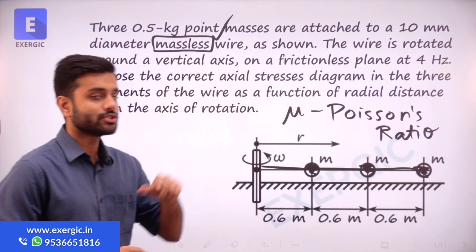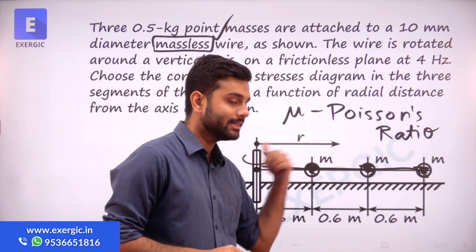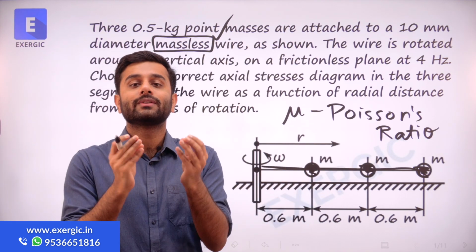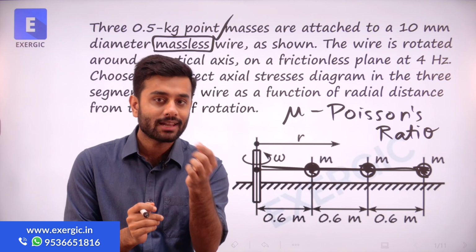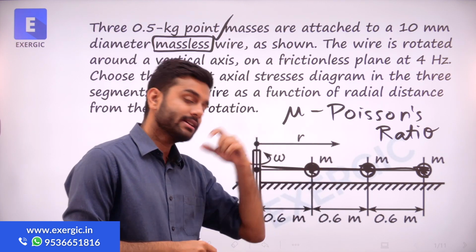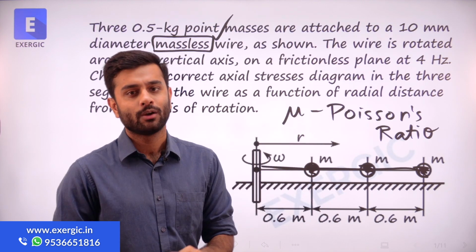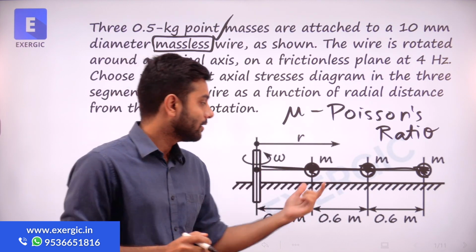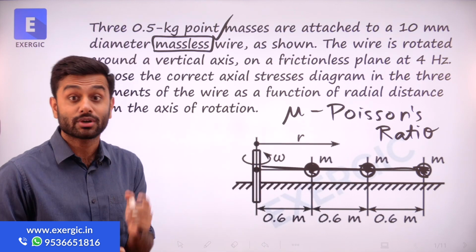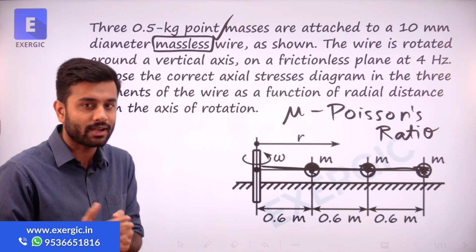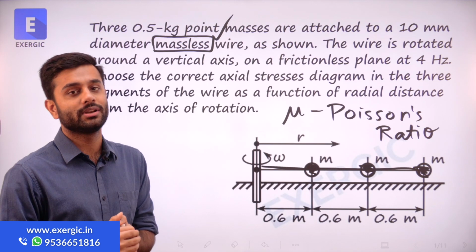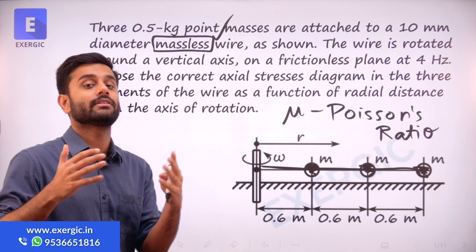It can give you Poisson's ratio for this wire, and then it can ask you what will be the final diameter of the midsection. Initially it is 10, no? 10 mm is the diameter entirely. What will be the final diameter of this midsection? Now the question looks slightly more complicated, right? There are more ways to increase the complexity of this question even more.